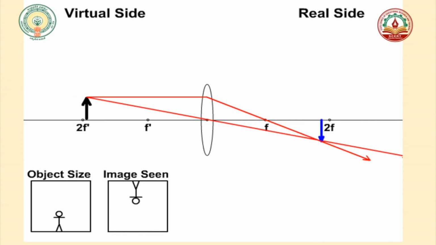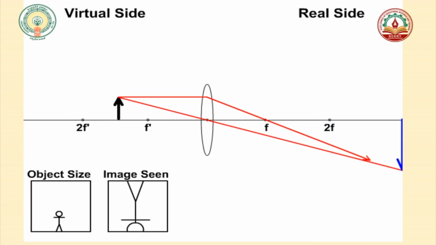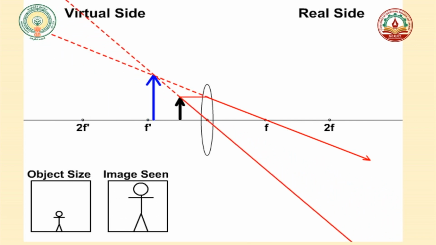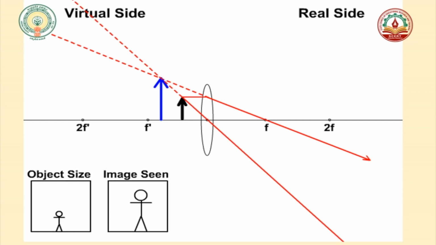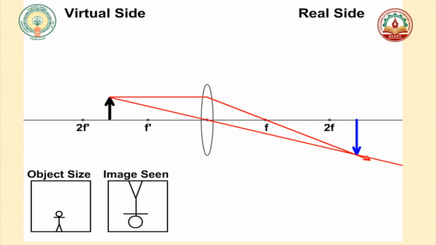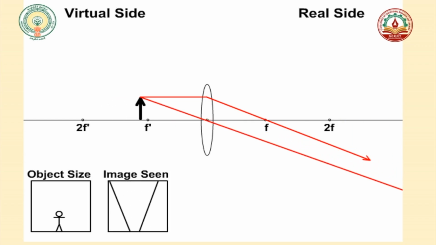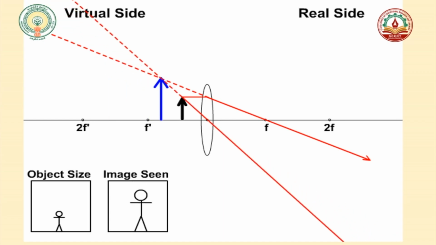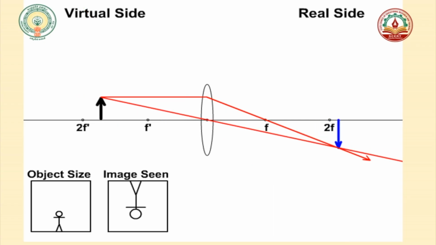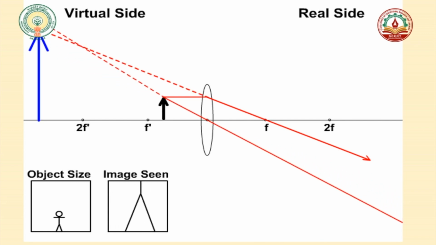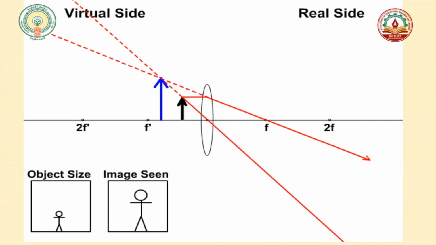Now you can see how the object position is changing. When the object position is changing, how the image position is going to change, where the real image is forming, and where the virtual image will be formed. Like that you can observe. Again you can observe, see here, an object from beyond 2f is coming towards the lens, and how the image is changing from real image to virtual image.